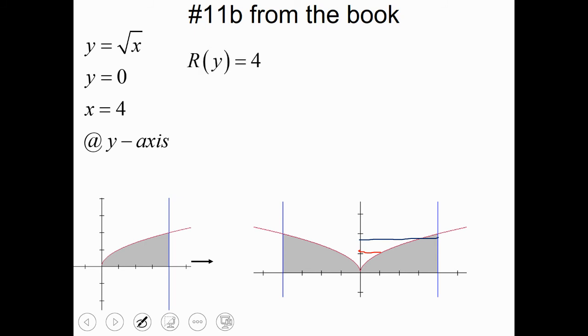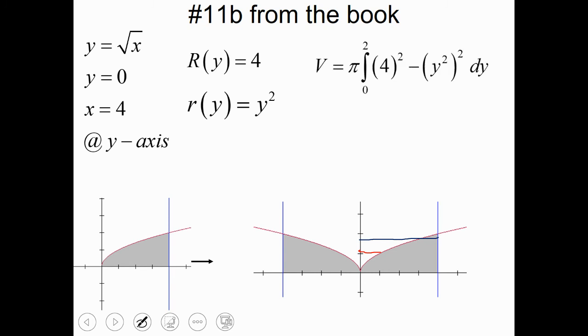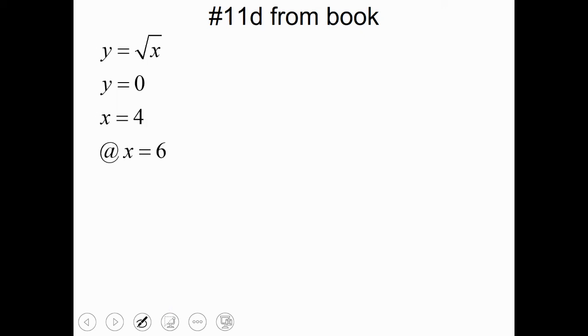So here's my setup. My big radius is 4. My small radius is y squared. It does have to be in terms of y if we're revolving around a vertical axis. My setup is the integral from 0 to 2. Don't forget to put the pi out front. Big radius squared minus small radius squared, which gives you 128 pi over 5. So again, vertical axis of revolution, everything's in y's. Horizontal axis of revolution, everything's in x's.